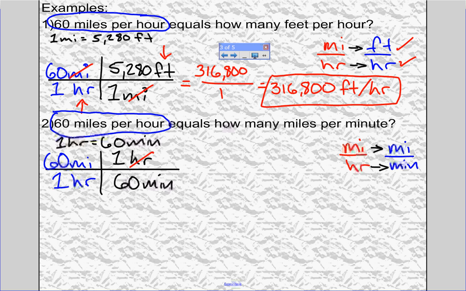So now hours over hours canceled out. And you'll see what I'm left with is miles on top, minutes on the bottom. That's what I wanted. So I have my units. Now I can just multiply straight across. 60 times 1 is 60. 1 times 60 is 60. 60 over 60 is just 1 mile per minute.